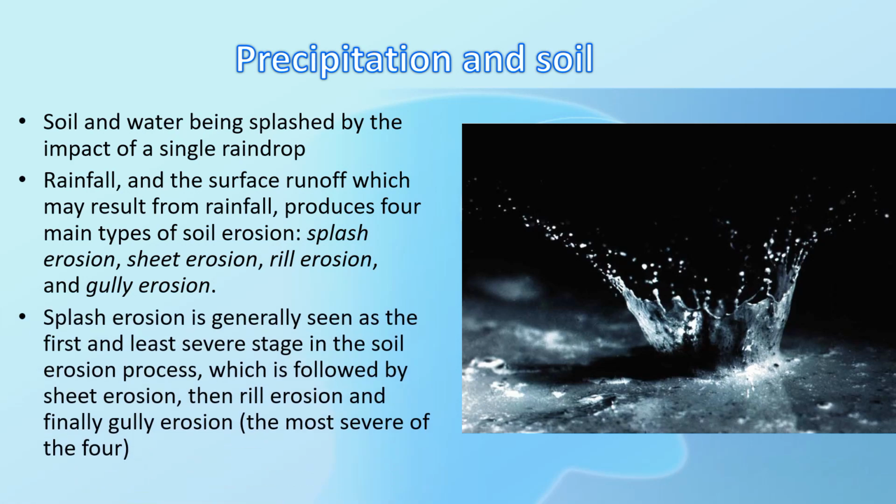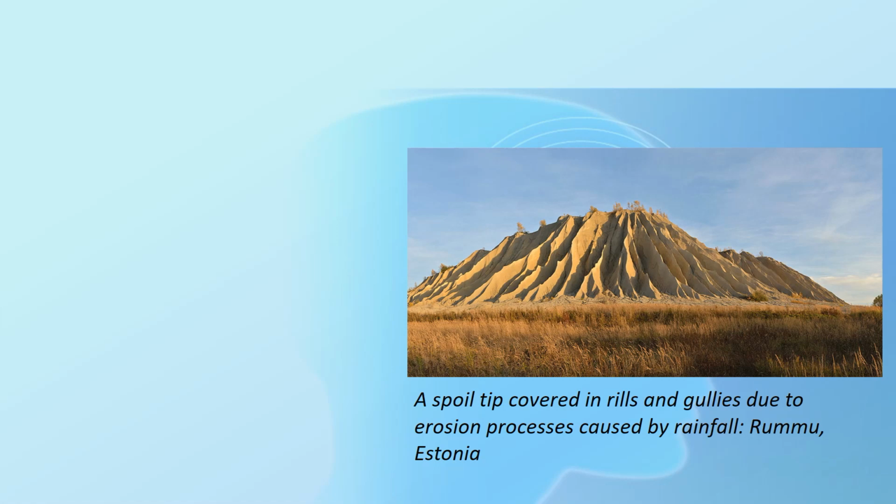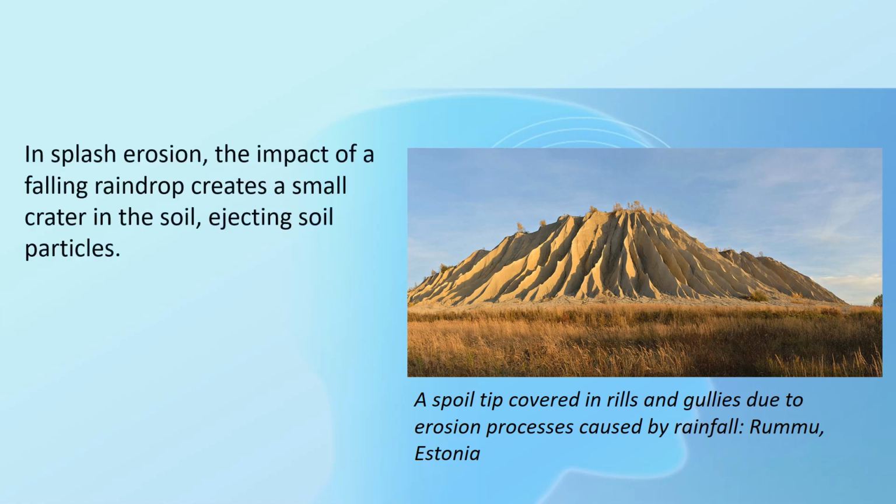Splash erosion is generally seen as the first and least severe stage in the soil erosion process, which is followed by sheet erosion, then rill erosion, and finally gully erosion, the most severe type of erosion of the four. In splash erosion, the impact of a falling raindrop creates a small crater in the soil, ejecting soil particles.